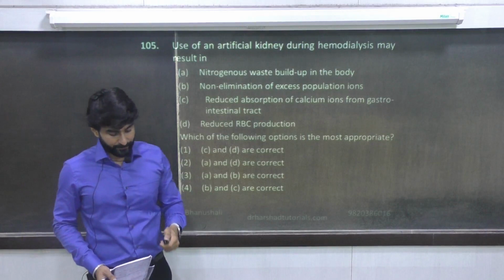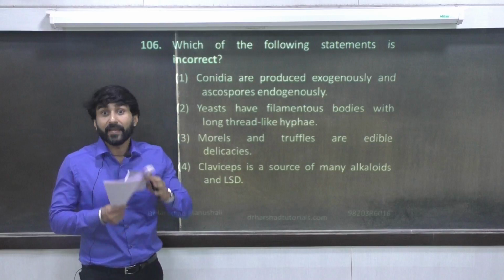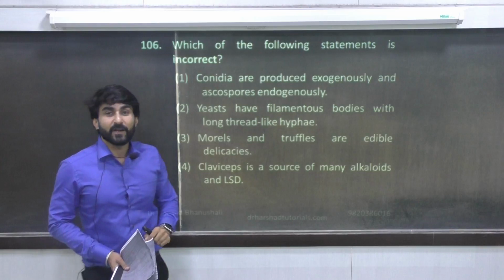106. Which of the following statements is incorrect? Now, according to me, it's a very, very easy question. Conidia are exogenous. Ascospores are endogenous. This was there in a category of fungi which are called ascomycetes. It's a statement in your NCERT.